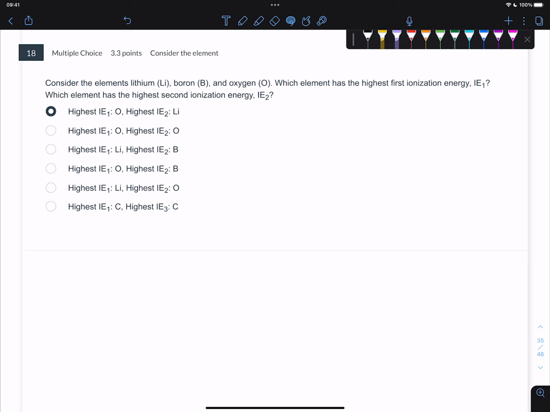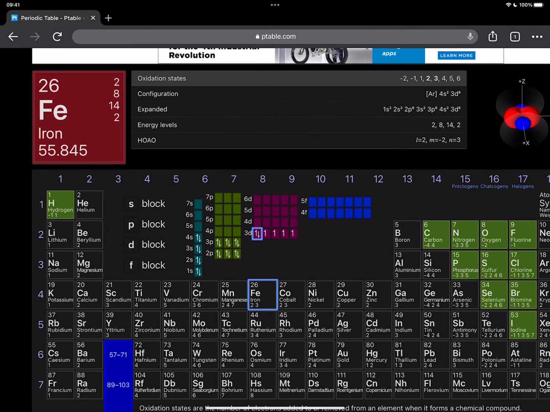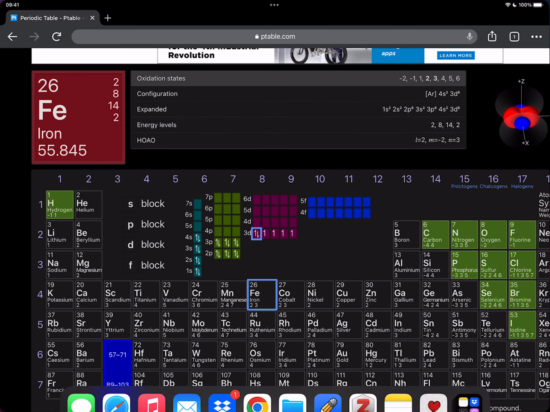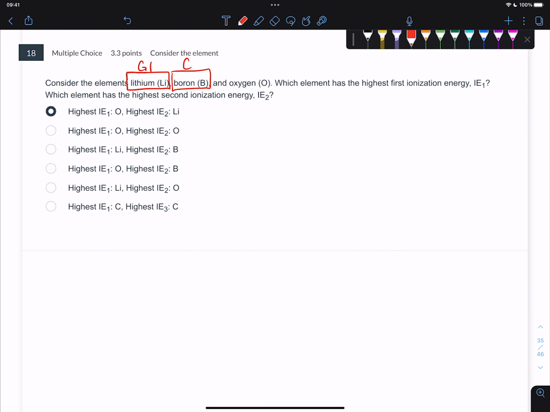So lithium is in the first family. It's kind of important to note. It's in group 1. And then boron, I don't remember. It is in group 3. It's across the pond, so it's in group 3. It's in the P block. And then you have oxygen, which is in group 6, also in the P block.